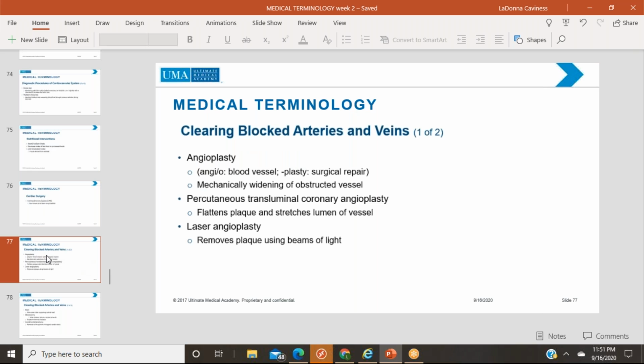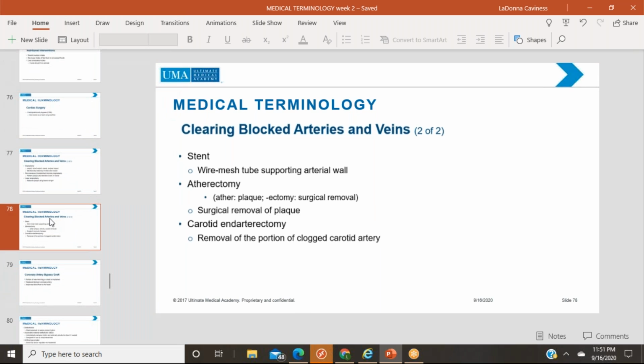Angioplasty. Angio means blood vessel. Plasty, surgical repair. Mechanically widening of the obstructive vessel. That's what the angioplasty does. Percutaneous transluminal coronary angioplasty flattens plaque and stretches lumen of the vessel. Laser angioplasty. It removes plaque using beams of light. A stent. It's a wire mesh tube supporting arterial wall.